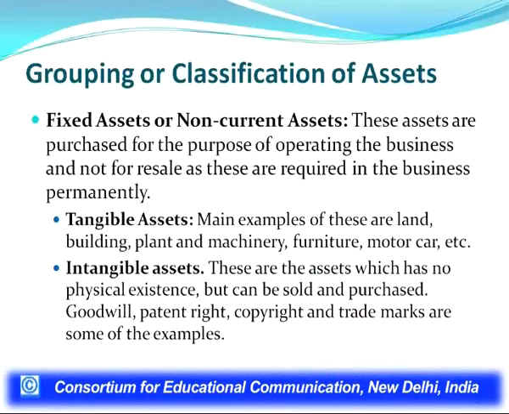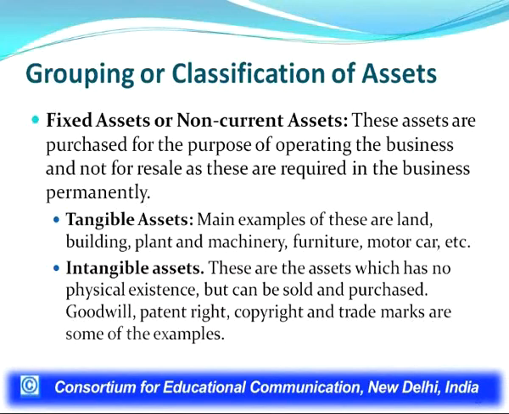Now, we will discuss the classification of assets. There are different types of assets. Normally, the assets are classified into two categories: fixed assets and current assets. Fixed assets are also called non-current assets. These fixed assets are purchased for the purpose of operating the business and not for the purpose of resale. So, they are required in the business permanently or for the long term. So, we call them the fixed assets or non-current assets.